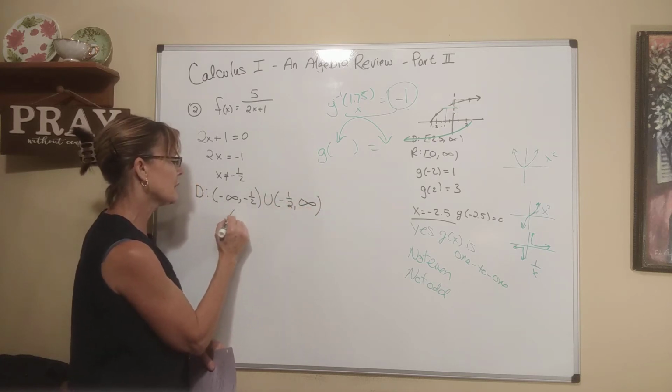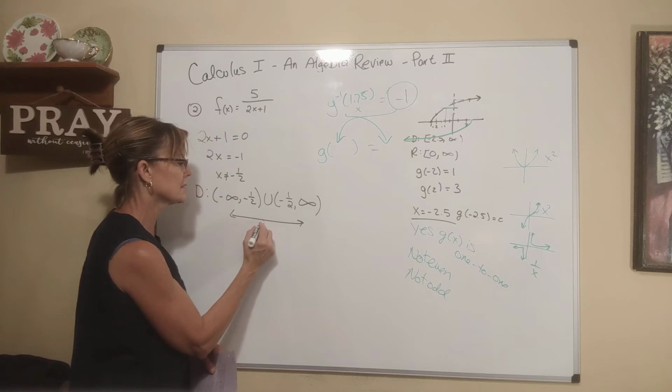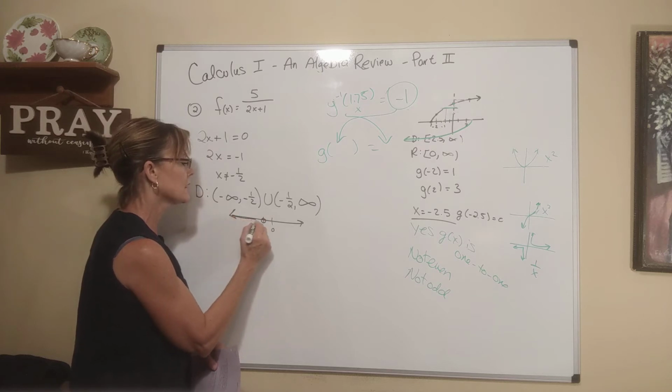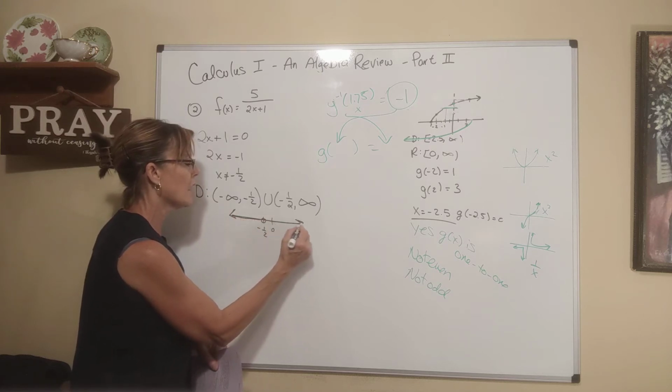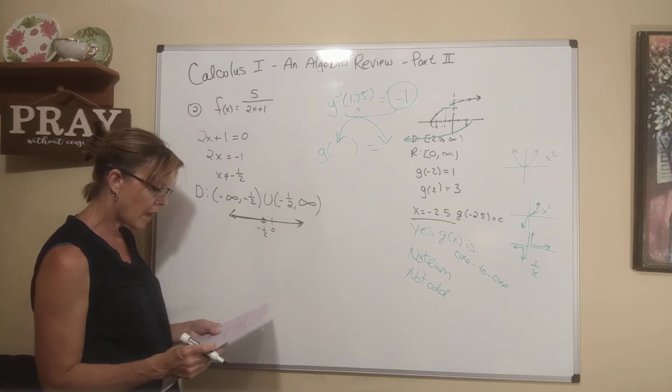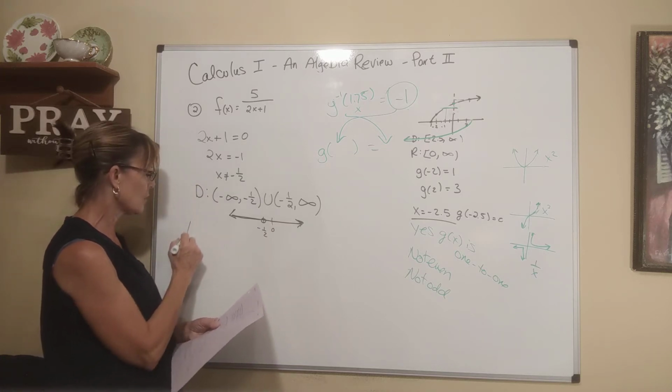So basically, here's a picture of the real numbers on the x-axis. Here's 0. Here's -1/2. What did we just do? We included everything on this line except for this one little value. We hopped over -1/2. Okay, how about B? We have to find the domain of this guy.